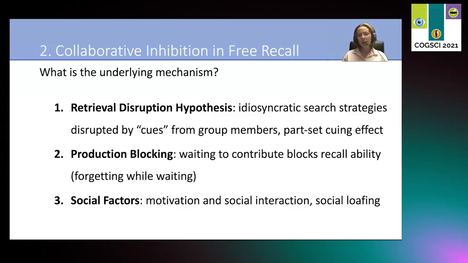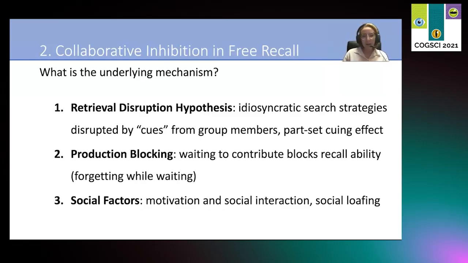And the third hypothesis is the social factors hypothesis, which posits that motivation and social factors play a role in collaborative inhibition. So this is the idea that when people work in groups, they tend to slack off compared to when they were working by themselves, and so this could have played a role in collaborative inhibition.